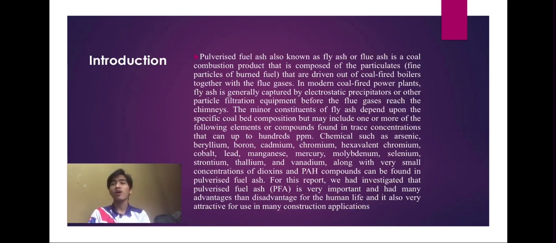The minor constituents of fly ash depend upon the specific coal bed composition, but may include one or more of the following elements or compounds found in trace concentrations up to hundreds of ppm, such as arsenic, beryllium, boron, cadmium, chromium, hexavalent chromium, cobalt, lead, manganese, mercury, molybdenum, selenium, strontium, thallium and vanadium, along with very small concentrations of dioxin and PAH compounds. It also has unburned carbon.